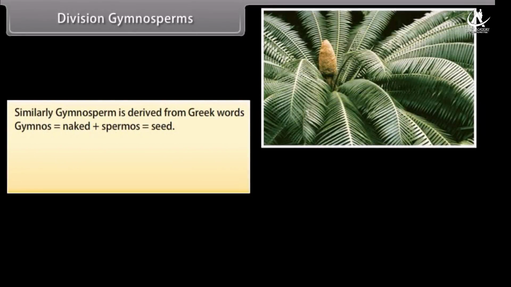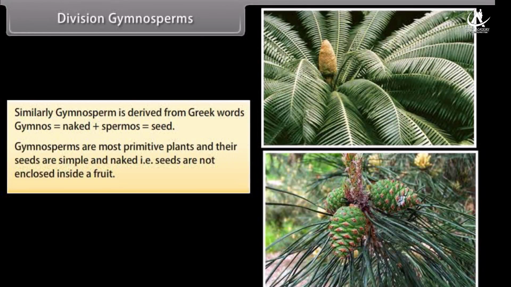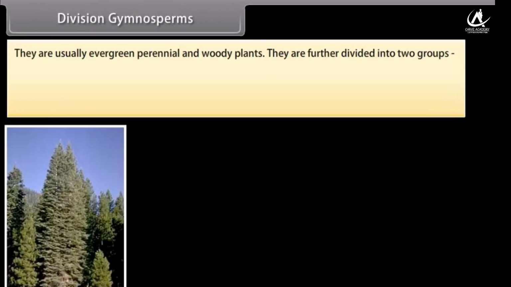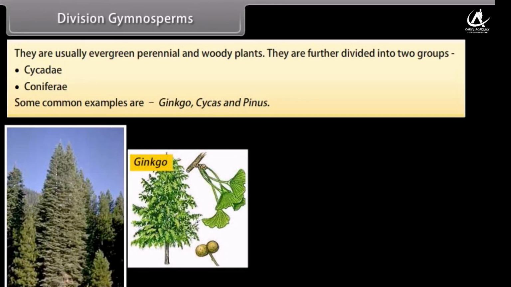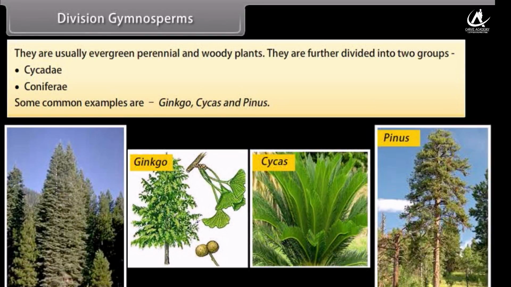Division Gymnosperms. Similarly, gymnosperm is derived from the Greek words gymnos, which means naked, plus spermos, which means seed. Gymnosperms are the most primitive plants and their seeds are simple and naked, that is, seeds are not enclosed inside a fruit. They are usually evergreen perennial and woody plants. They are further divided into two groups: Cycadae and Coniferae. Some common examples are Ginkgo, Cycas, and Pinus.